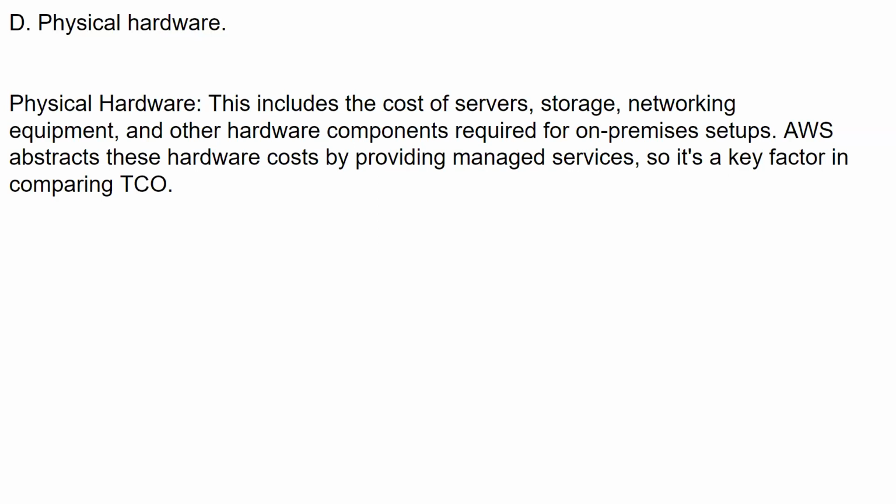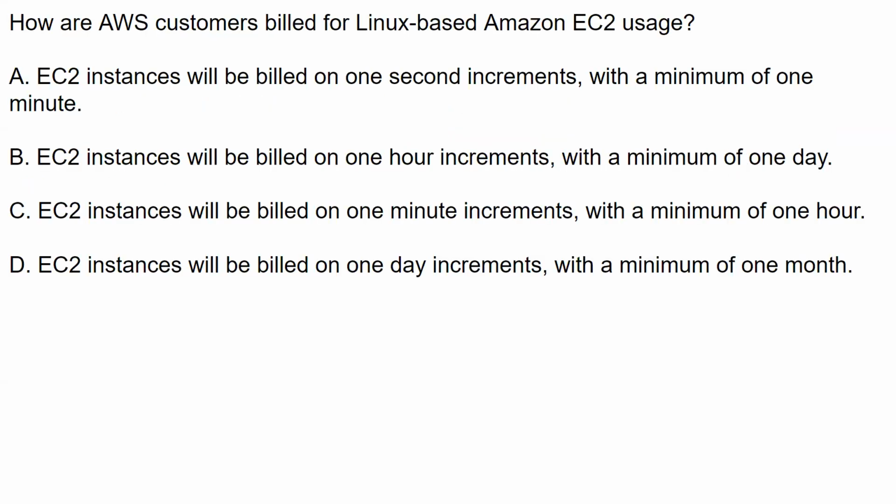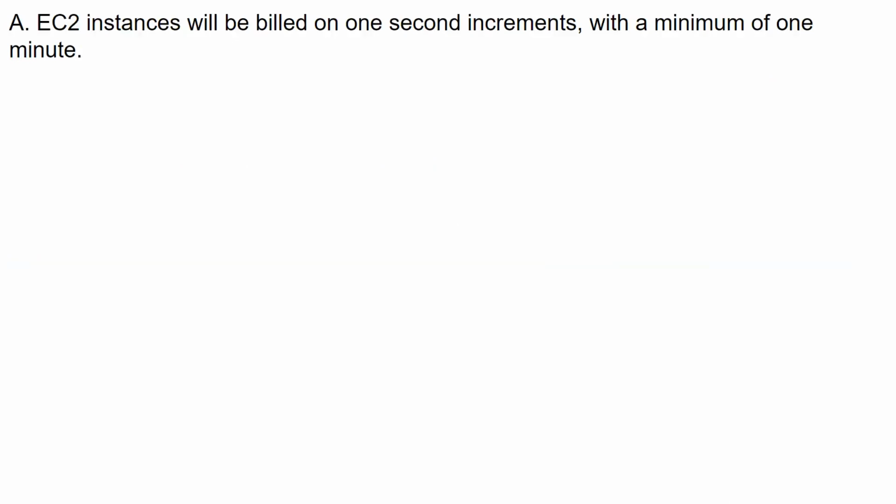Okay, how are AWS customers billed for Linux-based EC2 usage? EC2 instances will be billed on 1 second increments with a minimum of 1 minute. EC2 instances will be billed on 1 hour increments with a minimum of 1 day. EC2 instances will be billed on 1 minute increments with a minimum of 1 hour. EC2 instances will be billed on 1 day increments with a minimum of 1 month. EC2 instances will be billed on 1 second increments with a minimum of 1 minute.